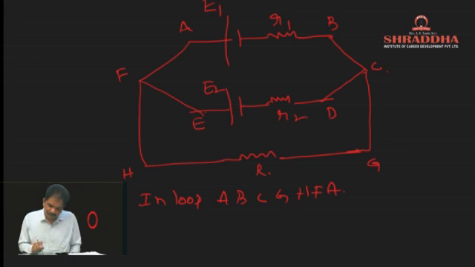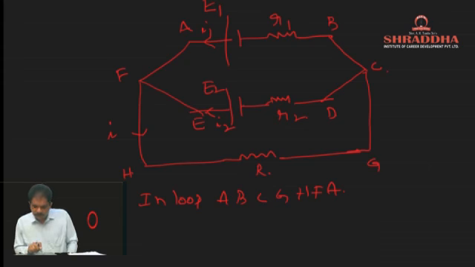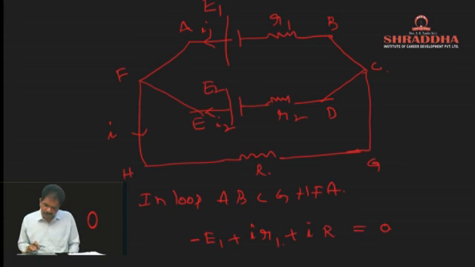Then let us assume this is the current coming from it. This is the current coming from it. This is the total current. So A to B we are going, means high to low we are going. So minus E1. And we are going opposite to the direction of the current, so plus IR1. Again, if you come like this, plus IR is equal to 0.